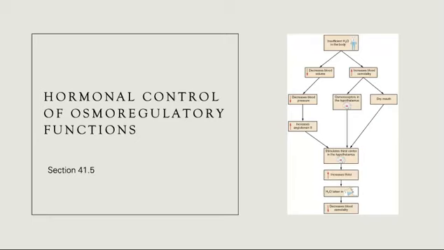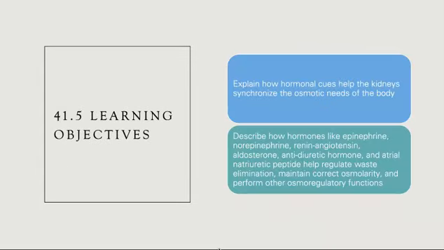Hello and welcome to this lecture video on section 41.5 on hormonal control of osmoregulatory functions. Our objectives are to explain how hormonal cues help the kidneys synchronize the osmotic needs of the body and describe how hormones like epinephrine, norepinephrine, renin-angiotensin, aldosterone, antidiuretic hormone, and atrial natriuretic peptide help regulate waste elimination, maintain correct osmolarity, and perform other osmoregulatory functions.